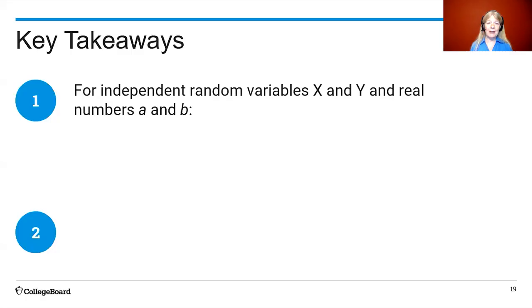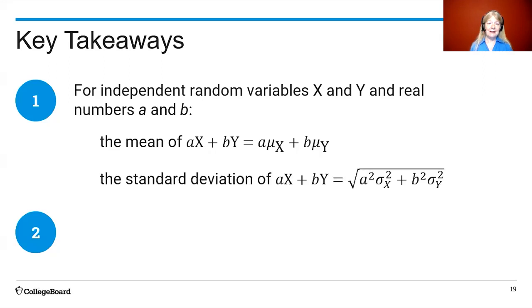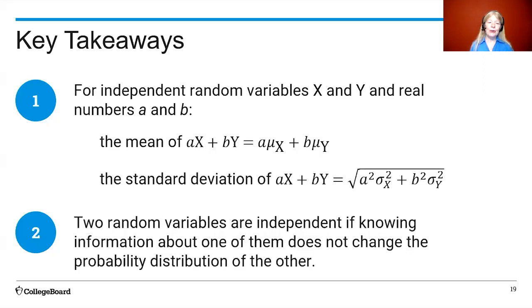What should we take away? For independent random variables X and Y and real numbers a and b, we can find the mean like this, and the standard deviation like this. Two random variables are independent if knowing information about one of them does not change the probability distribution of the other.